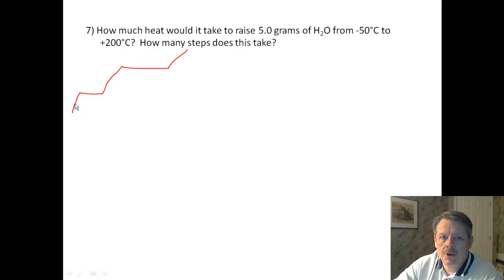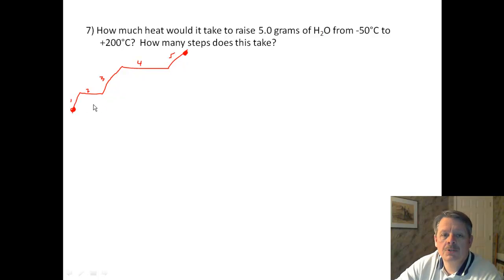And we start at negative 50, so that means we have ice. We have an ice cube that's very, very cold. And we're heating it up all the way till it's well above boiling, which is 200 degrees Celsius. So if that's happening, we have 5 steps: 1, 2, 3, 4, 5. Now, what are the 5 steps we're going through?